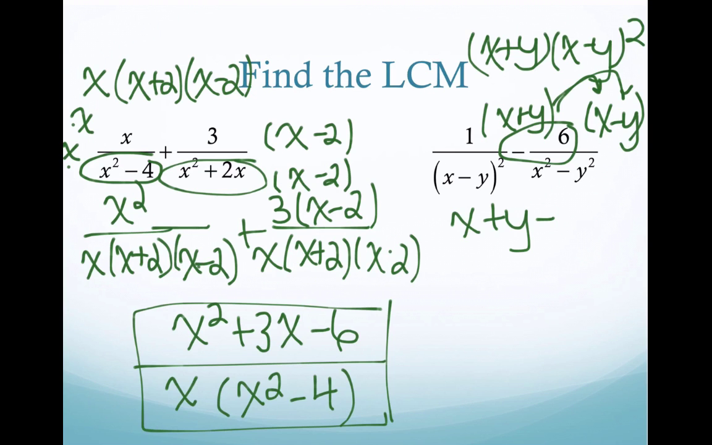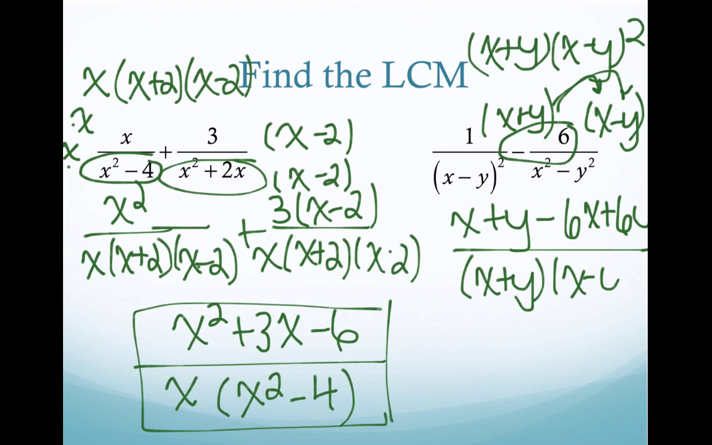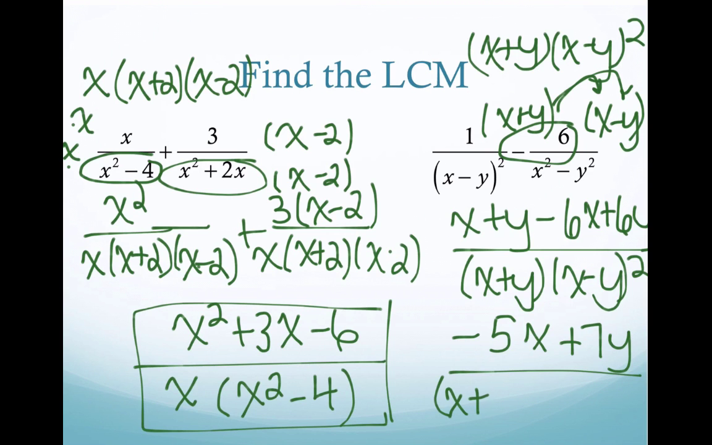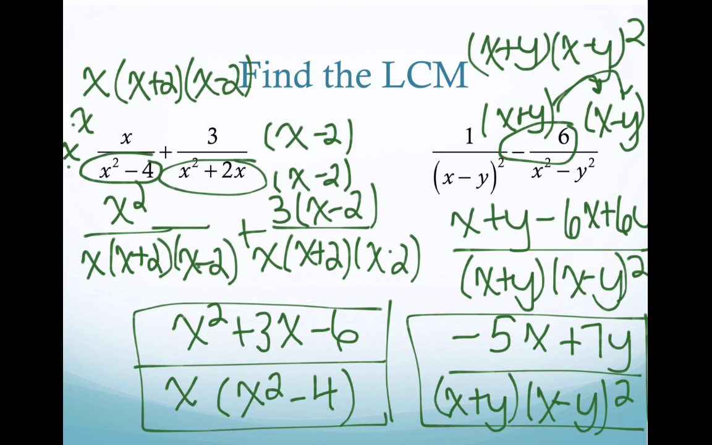So we can distribute that negative 6 just to keep it a little simpler. Negative 6x plus 6y over my denominator, x plus y times x minus y squared. Let's simplify that numerator even further. So I have a negative 5x plus 7y over x plus y times x minus y squared. Again, that numerator is not going to factor, so I'm as simplified as possible.